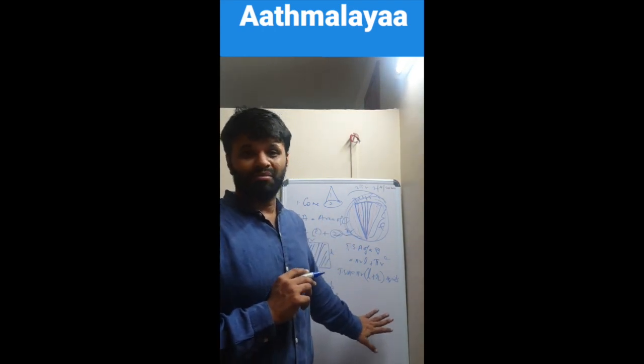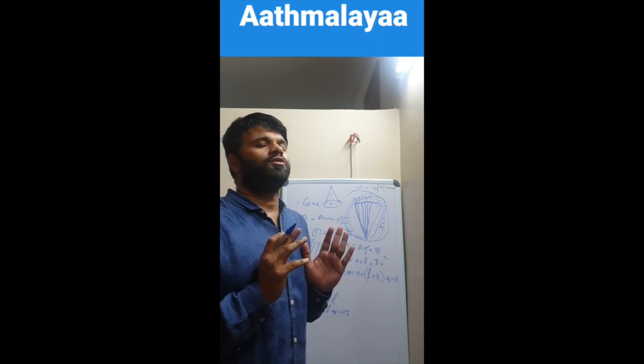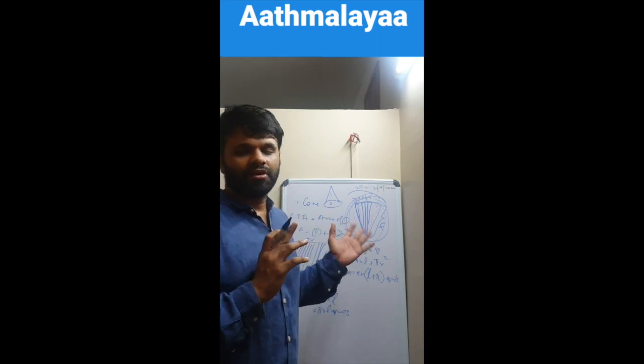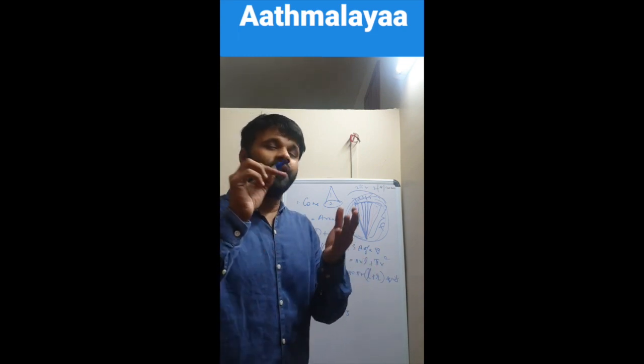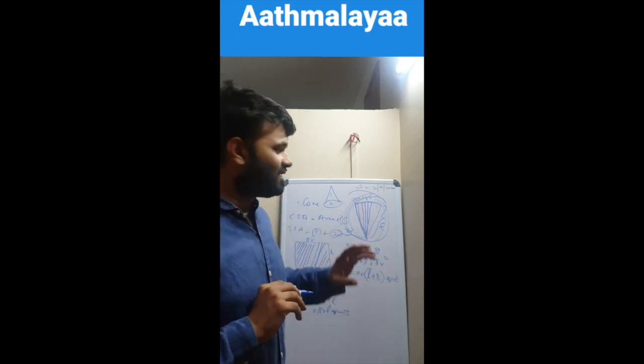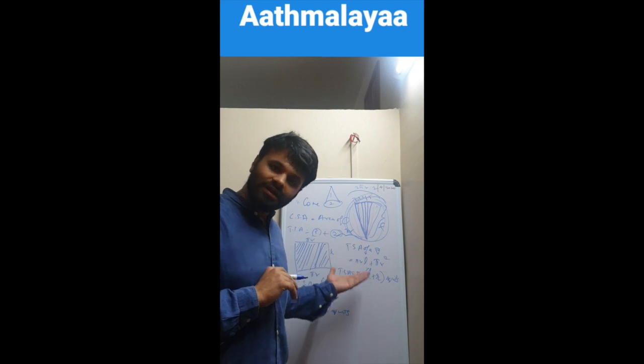Do not memorize it. Total surface area of a cone is equal to pi r of r plus L. Curved surface area of a cone is equal to pi r L. No. Do not just memorize the formula by example. Just appreciate this, understand this.